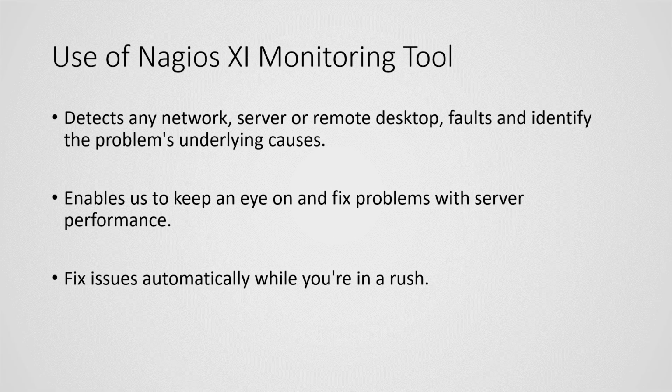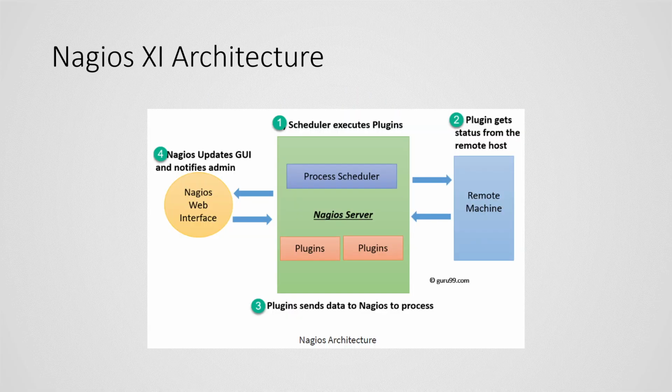While talking about uses of Nagios, there are various uses like network detection, server detection, any fault detection, and detecting the problem underlying any fault. Similarly, we can also keep an eye in real time on our server and check the performance. We can also check if any denial of service occurs, what the performance is, and we can also fix automatically if any error occurs.